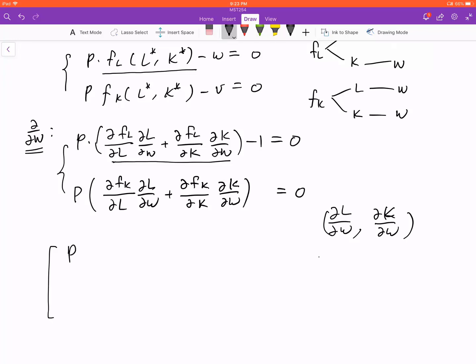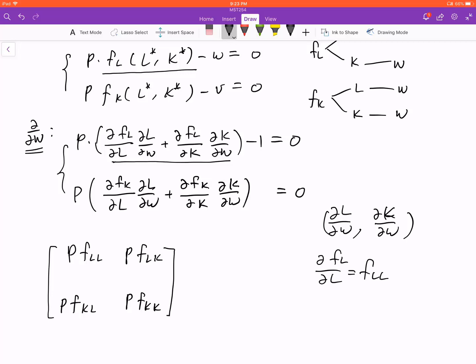Now, if you look at this one over here, partial f_L with respect to L is simply f_LL. So double derivative. So we have f_LL over here. The same thing, the second one over here is P, but this time we have f_LK. And this corner we have P f_KL, and then we have P f_KK. So we have a 2 by 2 matrix. If you look, this is exactly the Hessian we have. This one over here.